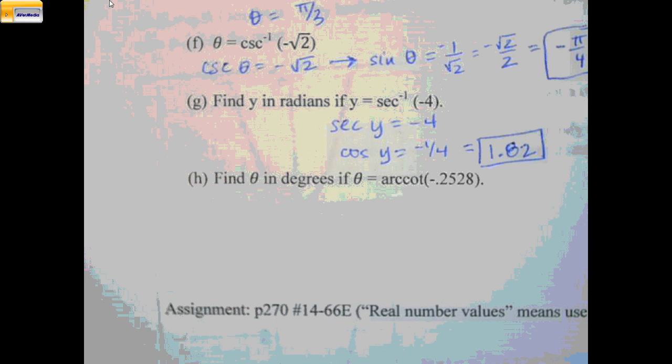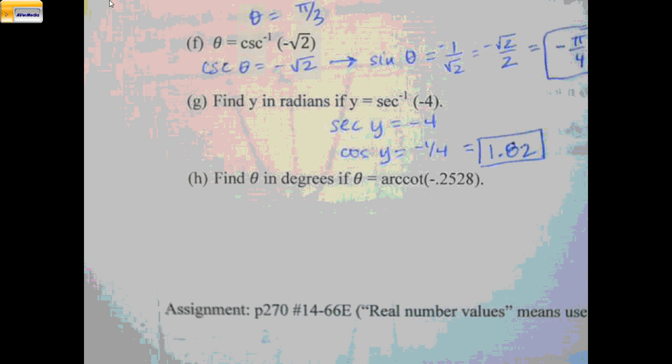Letter H says in degrees, so change your mode. And you guys see if you can come up with the answer.